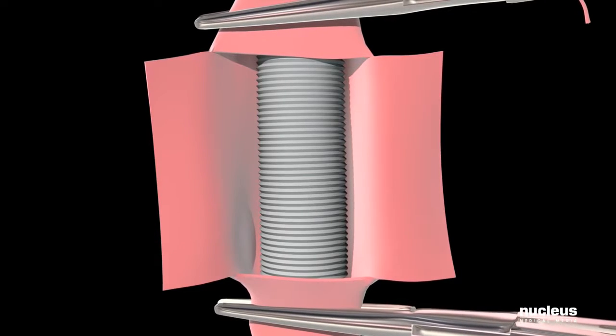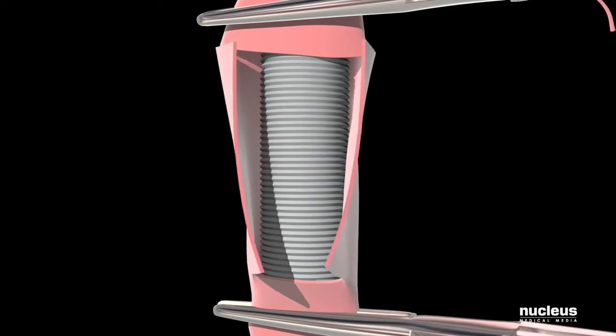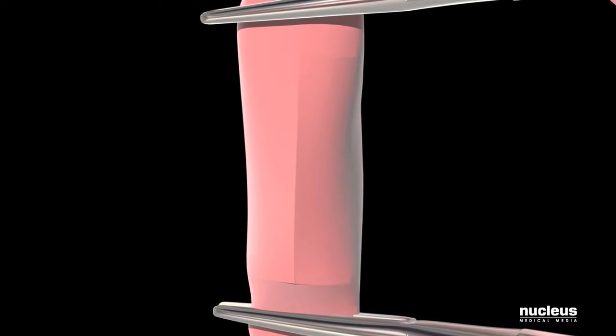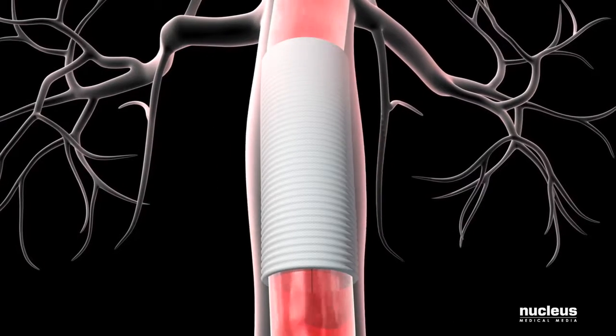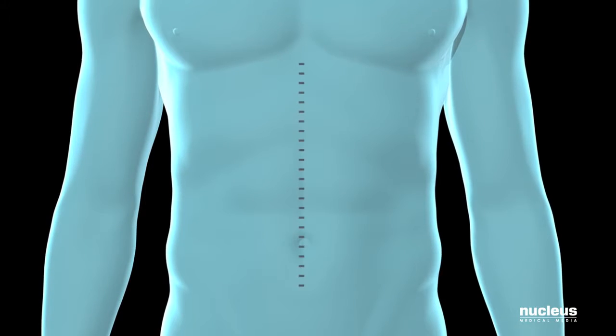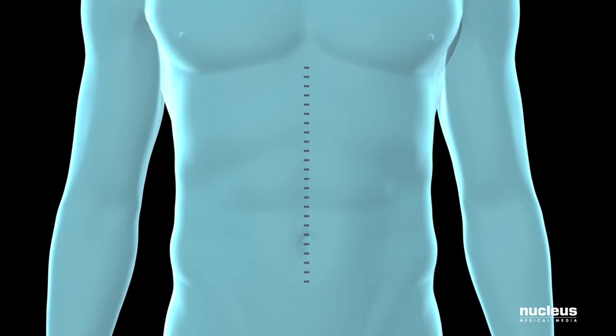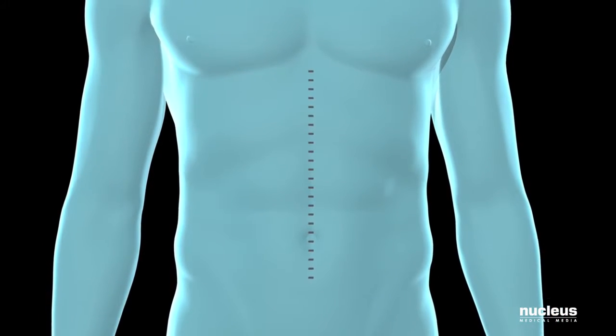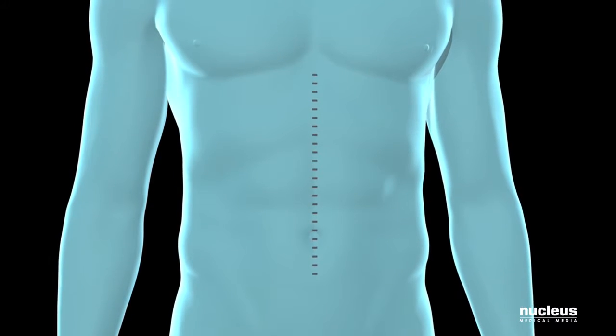Your surgeon will stitch the wall of the aneurysm closed over the newly placed graft. The graft will reinforce the walls of the aorta. Your surgeon will close the abdominal incision with stitches. The total length of this procedure is usually 4 to 6 hours.